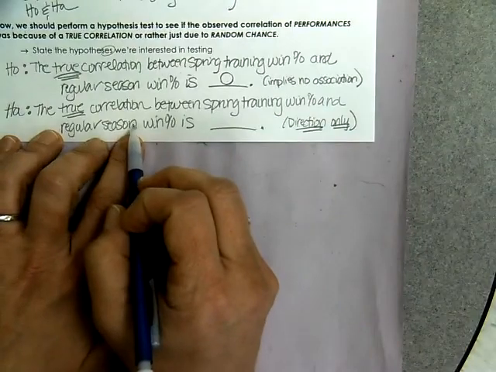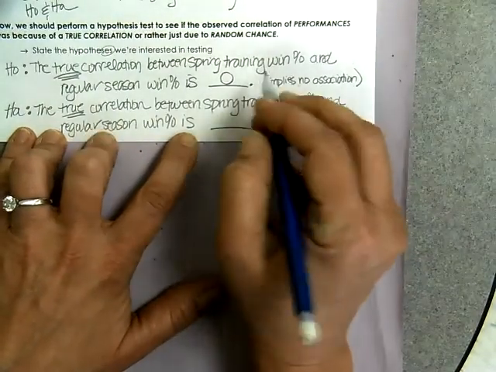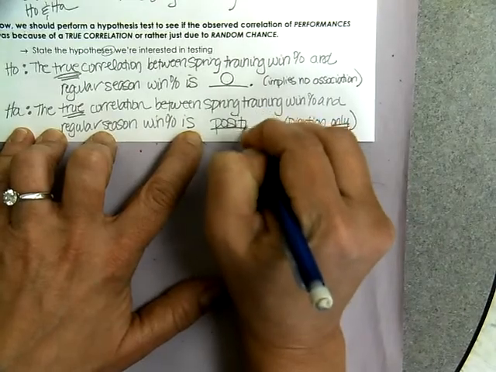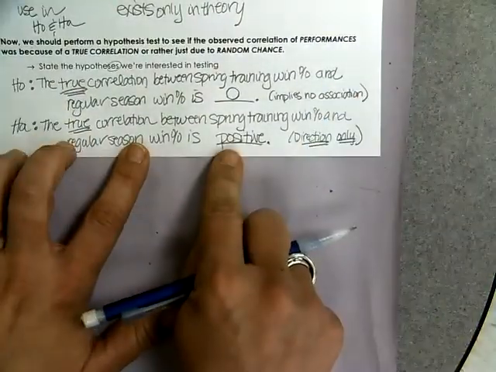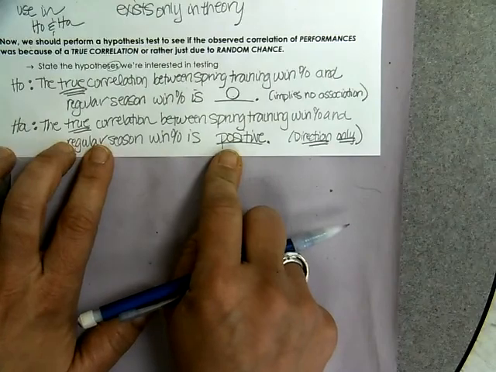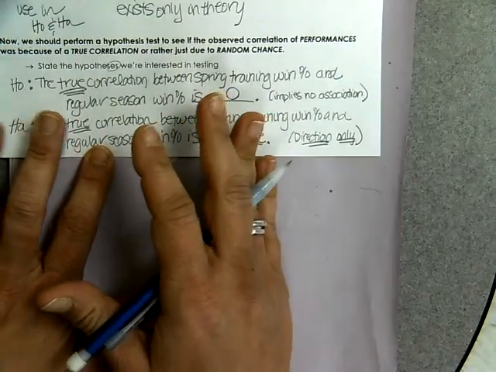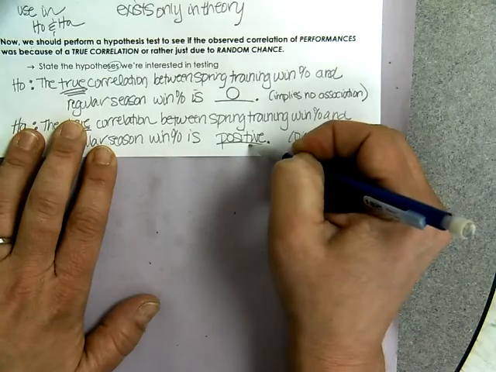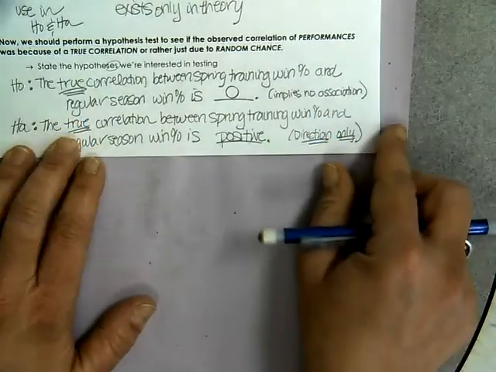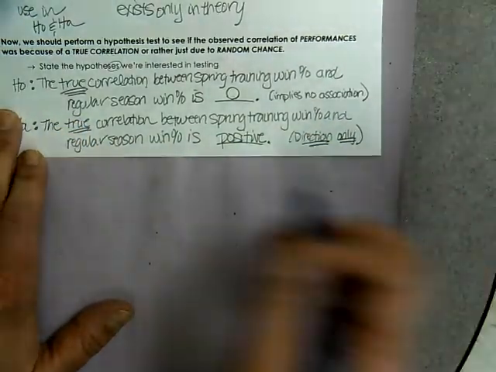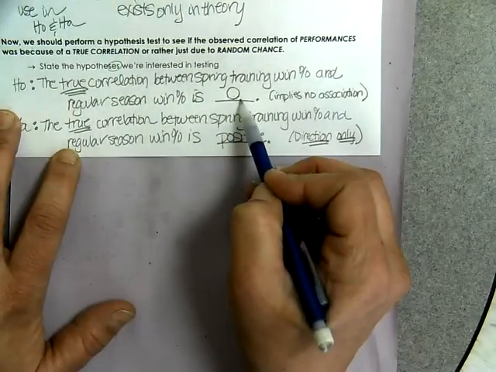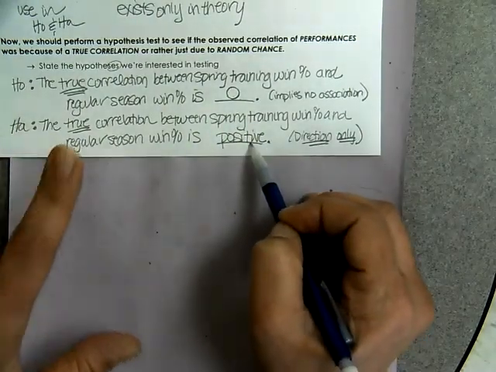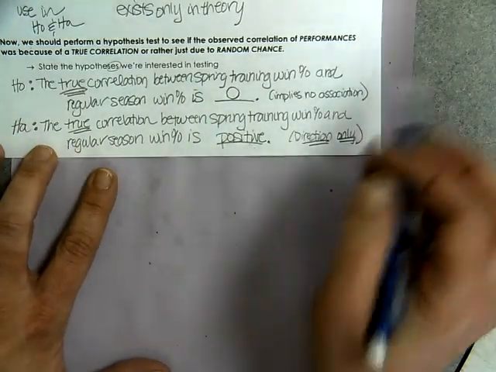All we're trying to see is, as one variable increases, what does the other variable do? So for our alternate hypothesis, we're just going to say that it is positive. Remember that the observed correlation that was found was 0.45. That is positive. So we just want to show that there is some sort of positive association. We don't care how strong or weak it is. It's just that there's not no association. There is a positive association. Okay, so that's how we write our hypotheses. We talk about the true correlation. Our null is 0, no association. Our alternate is whatever direction the observed correlation gave us.